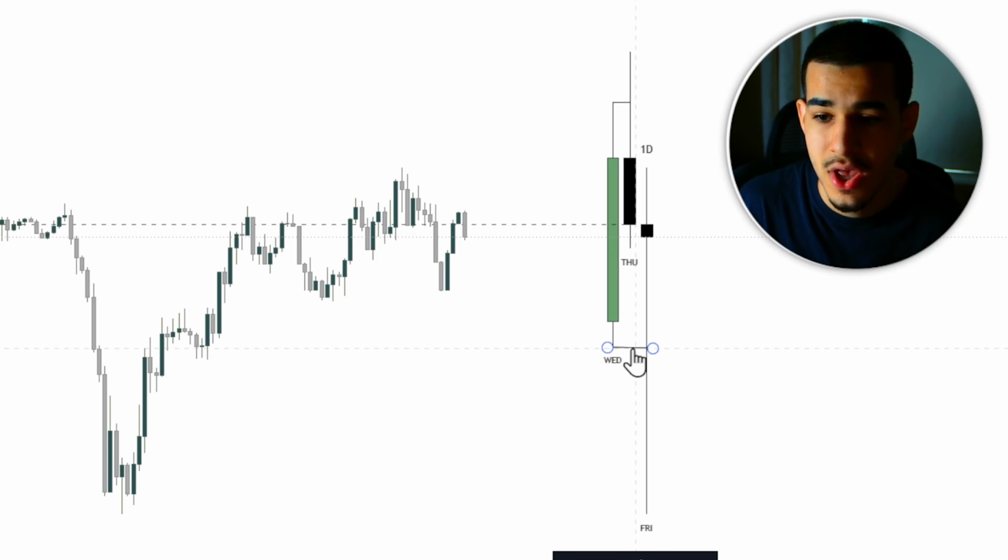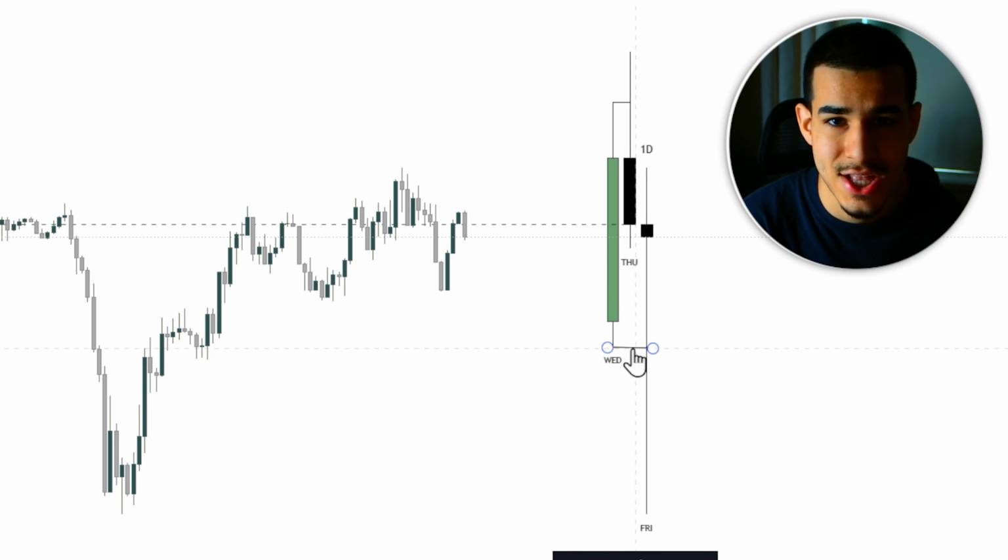Backtest this yourself. You can use whatever time frame you want. Just make sure you align it with the correct time frames, not looking at the daily candle and then trading the 1 minute time frame. That doesn't make any sense.